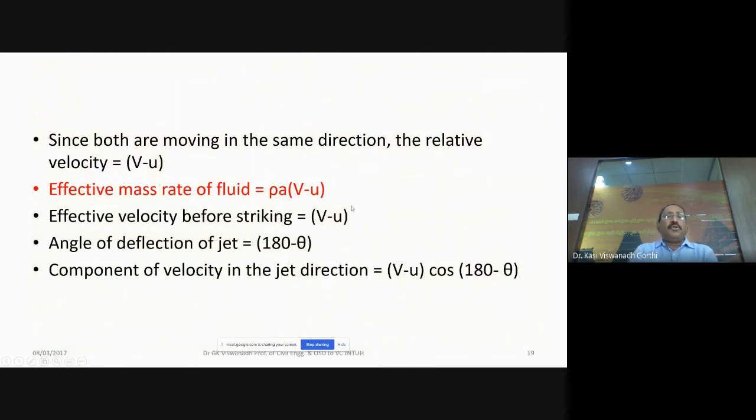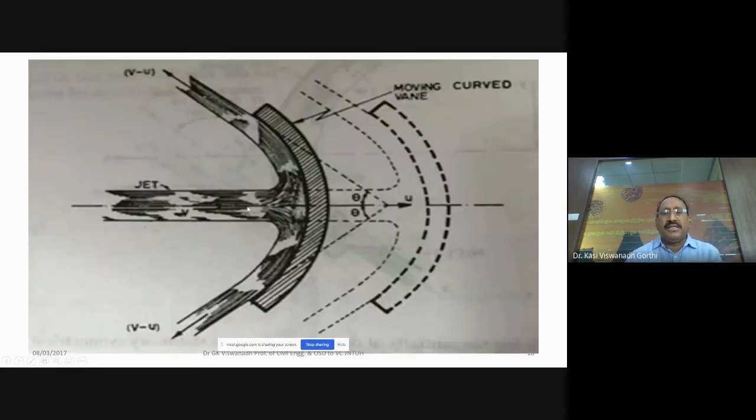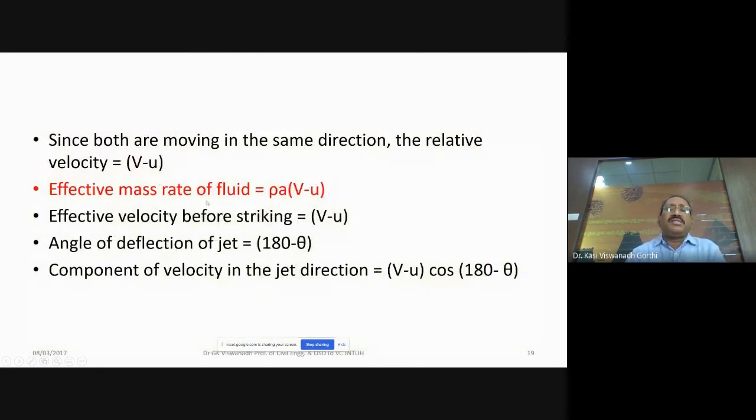Since both are moving in the same direction, the relative velocity becomes v minus u. So what is the effective mass rate with which the liquid jet is striking? The effective mass rate would be obtained by considering the relative velocity. In other words, the effective velocity with which the liquid jet strikes is v minus u. Accordingly, the effective mass rate of the fluid will be mass density into effective volume rate. Rho into a into v minus u is the mass rate.